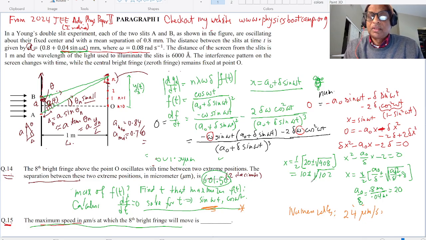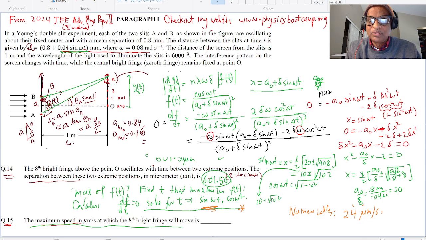So you got this for sine omega t. Then you can get for cosine omega t the square root of 1 minus x squared. So take one of these values. One of them is negative, but that's fine, because it can't be a negative time since this is going on forever. So if you take the negative part, which is the smaller value, 10 minus the square root of 102, this is going to be something like minus 0.1.